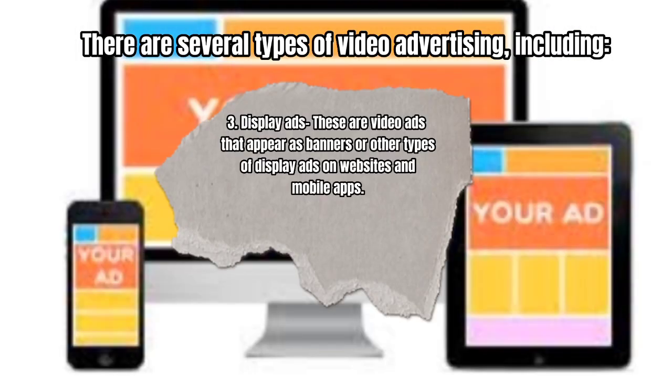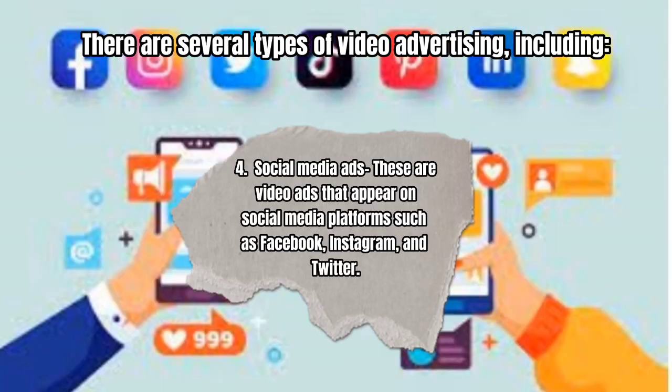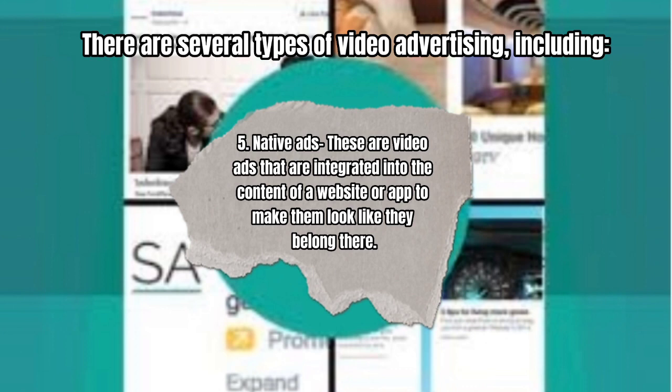3. Display ads. These are video ads that appear as banners or other types of display ads on websites and mobile apps. 4. Social media ads. These are video ads that appear on social media platforms such as Facebook, Instagram, and Twitter. 5. Native ads. These are video ads that are integrated into the content of a website or app to make them look like they belong there.